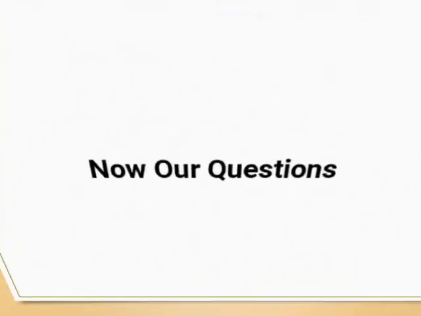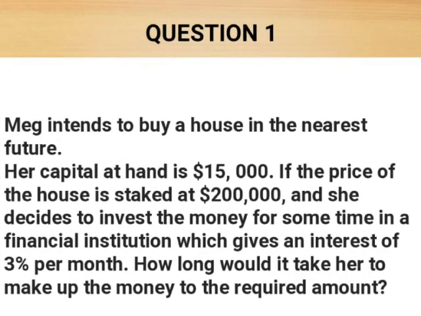Now let's go to our questions. Question number 1. Meg intends to buy a house in the nearest future. Her capital at hand is $15,000. If the price of the house is staked at $200,000 and she decides to invest the money for some time in a financial institution which gives an interest of 3% per month, how long would it take her to make up the money to the required amount?